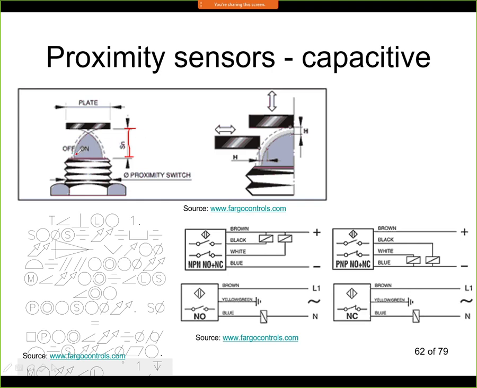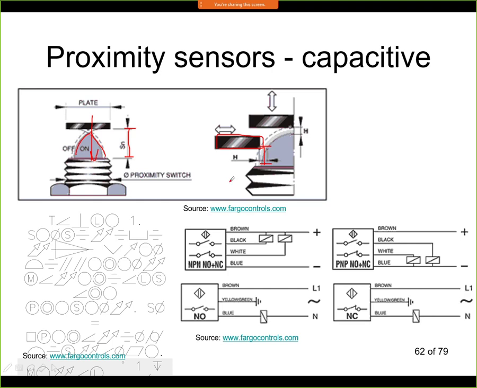The detection zone again has this similar shape. So the detection distance is defined if you approach the sensor from the front side, like that. And if you approach the sensor from the side, then this detection distance will get smaller. So again, it's a relatively small distance.